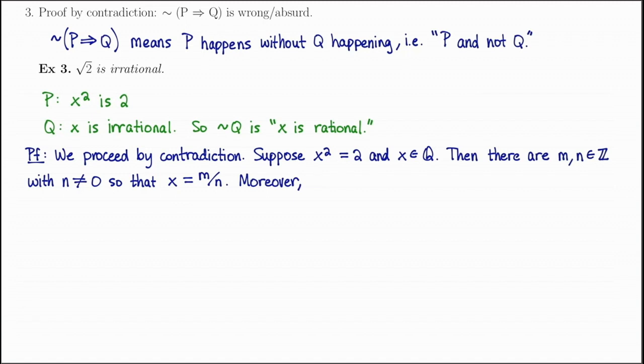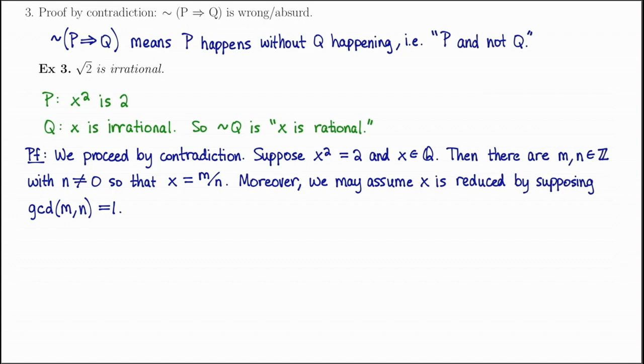It's a fact that any fraction can be reduced. So if you have 5 over 10, you could reduce that to 1/2. If you have 14 over 20, you could reduce it to 7/10. So let's go ahead and assume that the integers m and n that we've identified are giving us the reduced form of x. Moreover, we may assume that x is reduced by supposing that the greatest common divisor of m and n is 1. That's just a fancy way of saying that m and n don't have any factors in common besides the number 1. In other words, they're reduced.